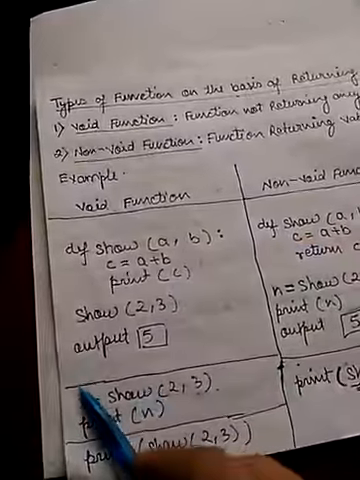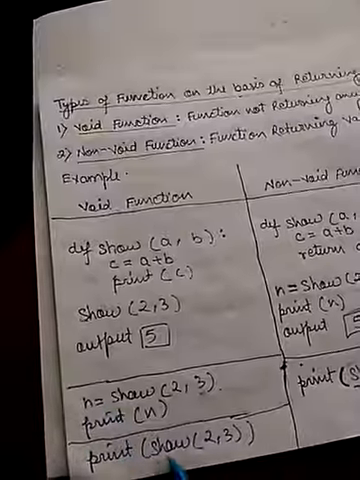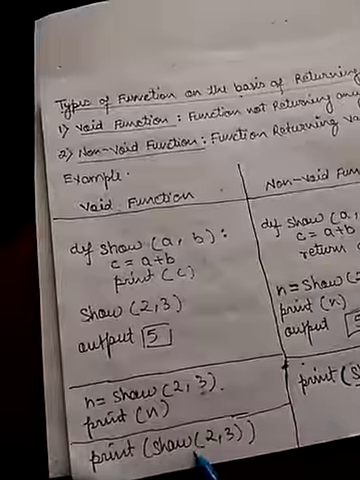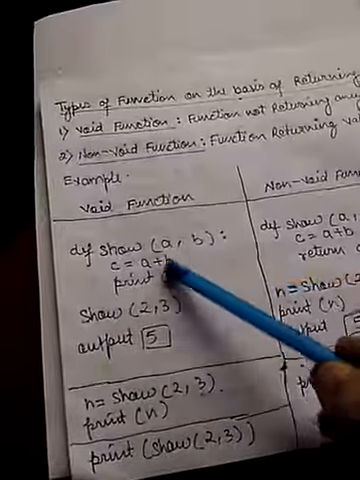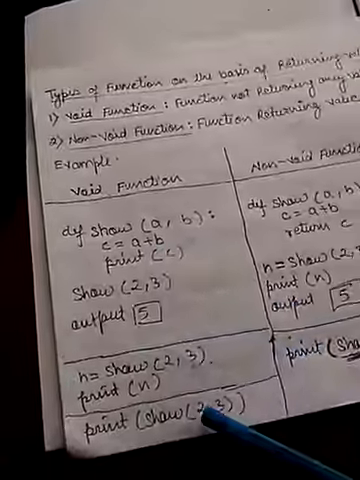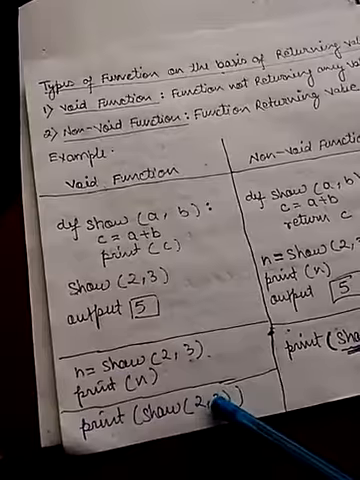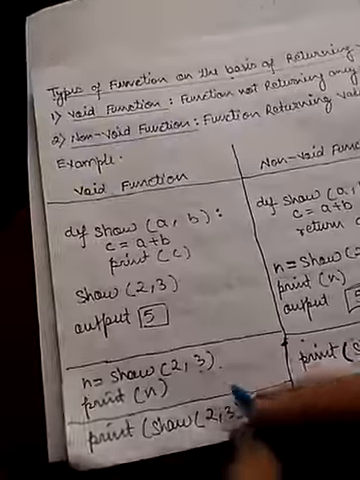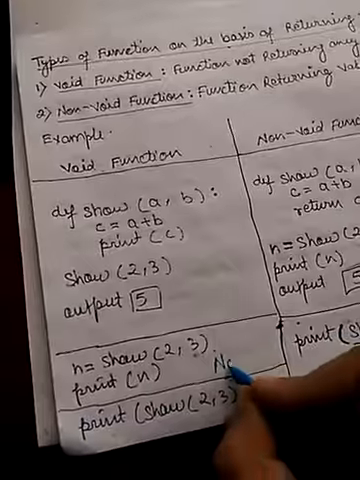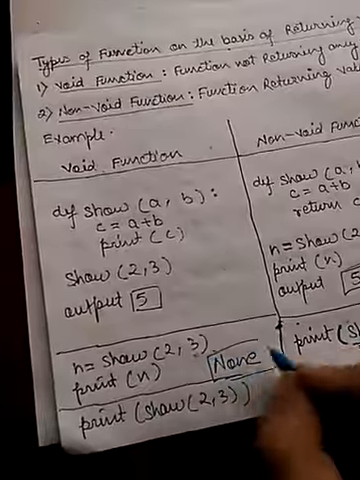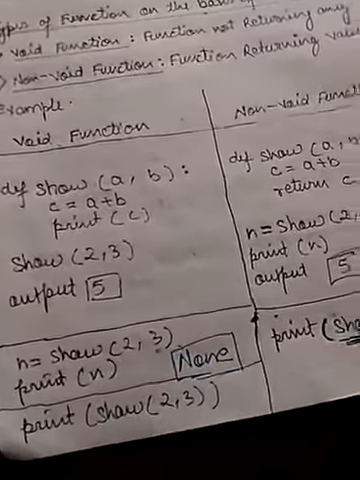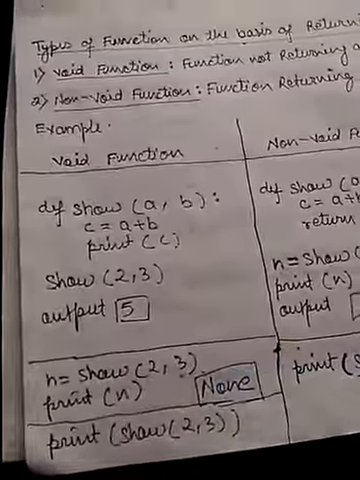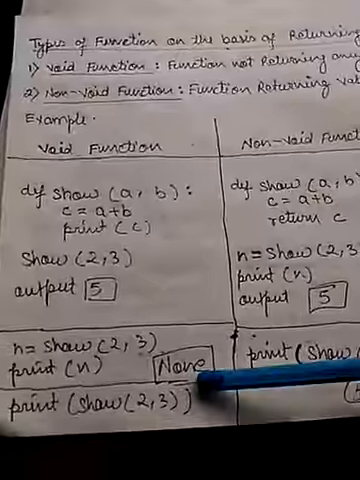So in this case, what will be assigned in n, or what will be the printed value? This statement will print the return value. But this function is not returning anything. Then what will be the output at this point? Remember that when a function does not return any value, it returns None. So None will be the answer. Remember that in None, N will be capital.